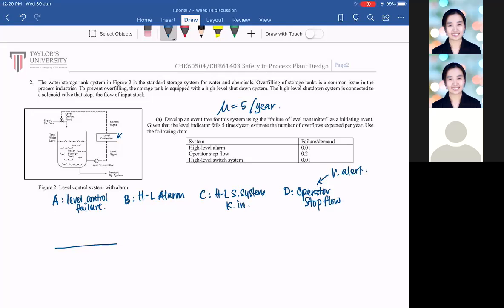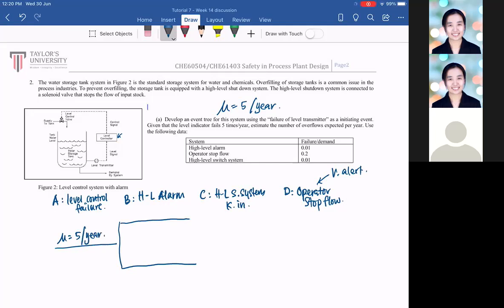Later we are going to do both, so you can see what is the difference between operators being alert and operators not being alert. But that impact is very small compared to the alarm system. Okay, so come, let's do this. So for the high level alarm, we can pass, we can fail. Okay, so this one, the failure is 5 per year.